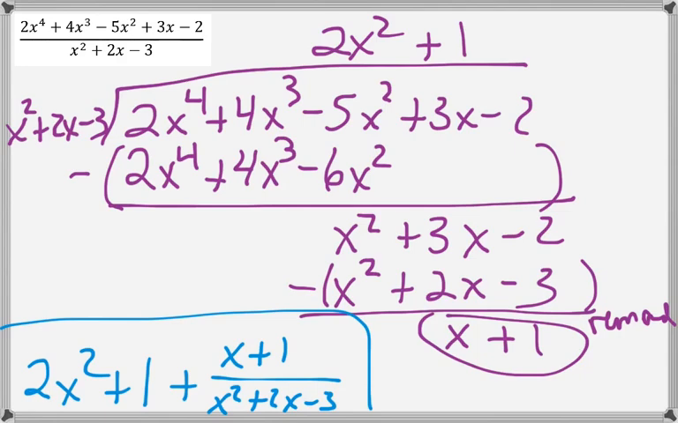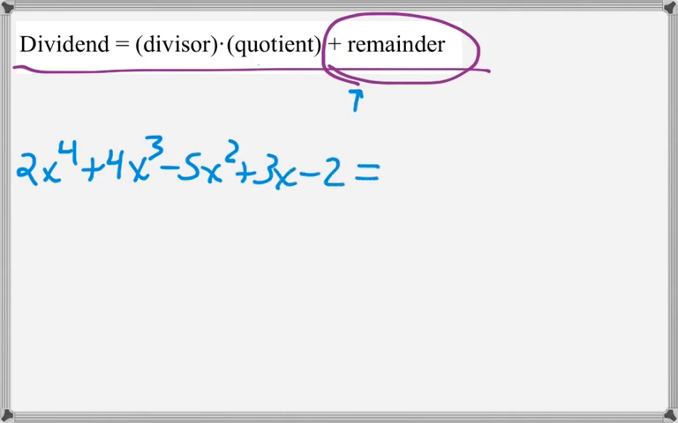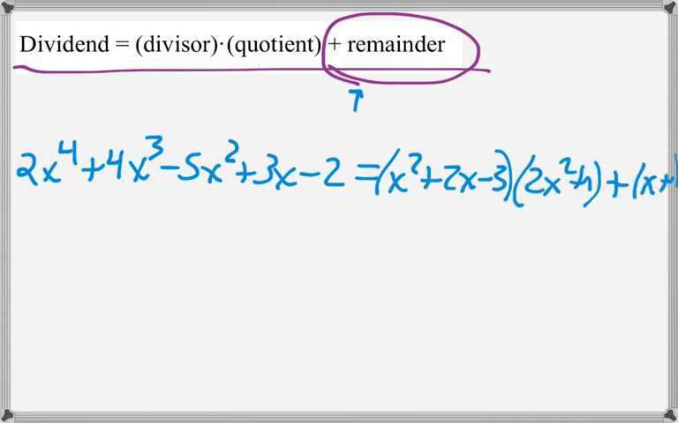One thing to notice here is that since we have a remainder, we did not succeed in factoring the dividend because the dividend is equal to the divisor times the quotient plus the remainder. So for ours, that means 2x to the 4th plus 4x cubed minus 5x squared plus 3x minus 2 is equal to the divisor times the quotient plus the remainder. So we didn't factor it because we have this plus sign. When we factor something, we don't see any addition or subtraction outside the parentheses.